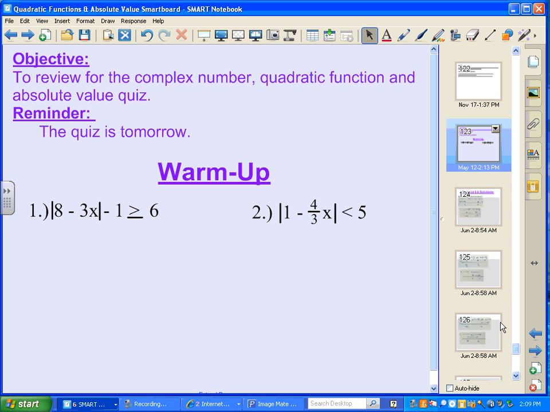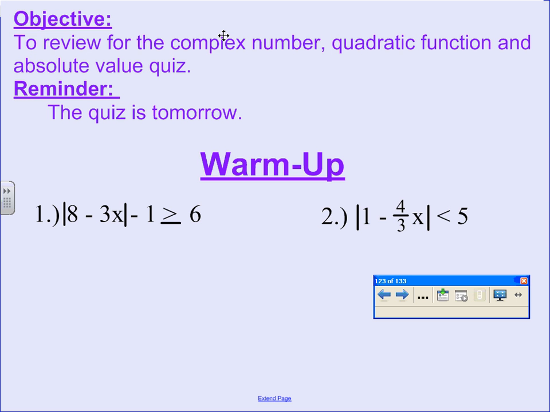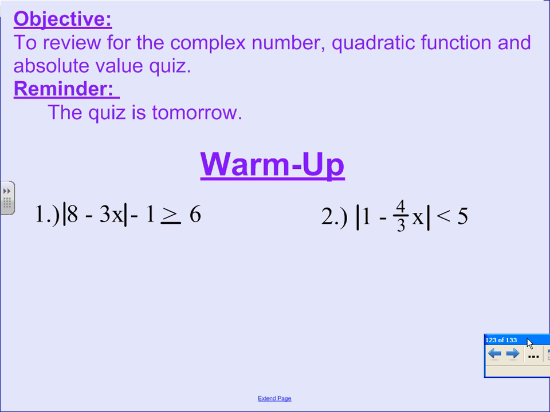Okay, so from yesterday, just a quick review. Number one is greater than. So the first thing you do is put it in standard form and then split it up into two problems, and it's going to be an or problem. You should have added 1 to both sides first. So you have absolute value of 8 minus 3x greater than or equal to 7.